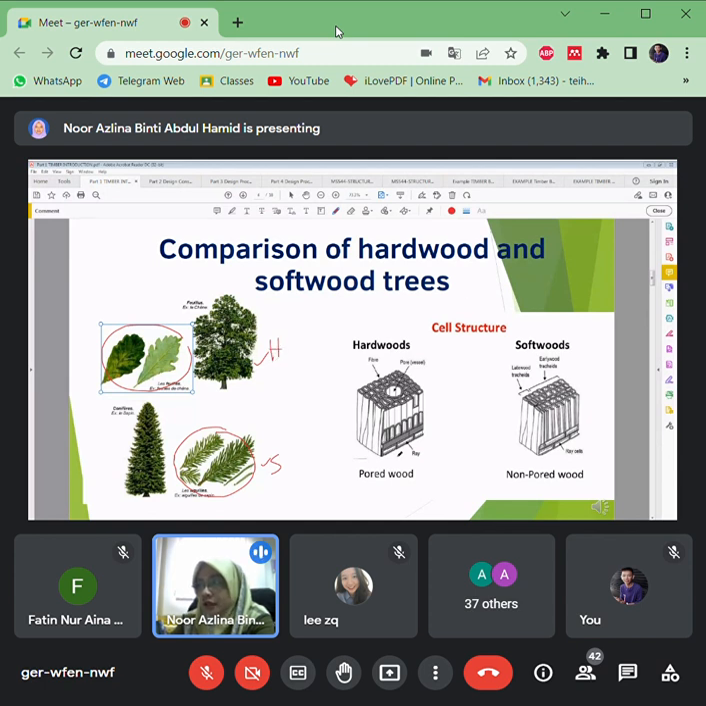So then by looking at its cell structure also you can differentiate: hardwood has pores or vessels inside it compared to the softwoods. So if you look, this is all the cells here that can be used to consider how many years for that tree. So one row of cells here represents 1 year of growing. That is how we can know the age of the timber, okay, compared to the hardwood and softwood.